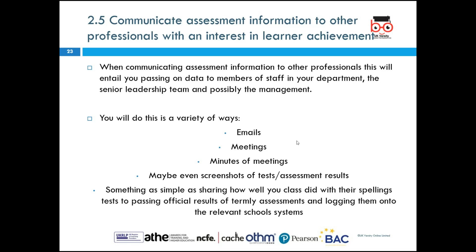So when you're communicating data, you're going to do this in a variety of ways. You might do it via emails, you might have a meeting, and with that meeting, you might have minutes of meetings after that. Are you both aware of what minutes of meetings are?